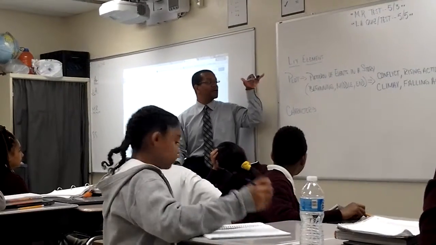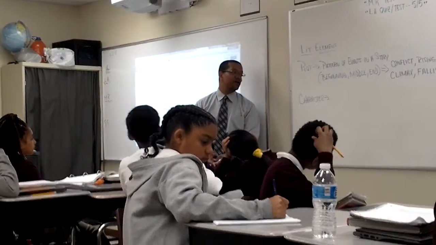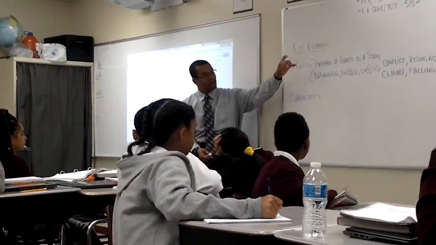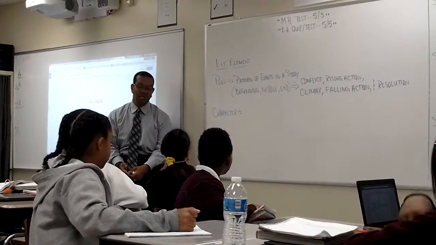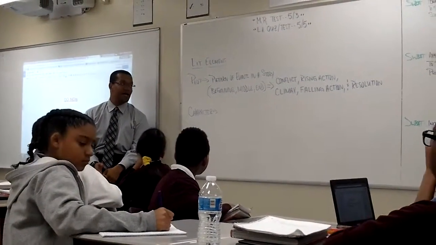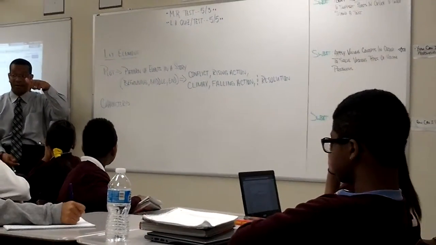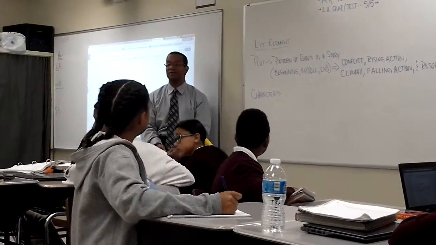Alright, the literary element that we're going to be going through is plot, which is the pattern of events in a story. It has a beginning, middle, and end, and you all remember the story diagram, the roller coaster we talked about before. So, going with conflict. What is the conflict as it relates to the novel that we're doing right now, Number the Stars? Layla, what's the conflict?